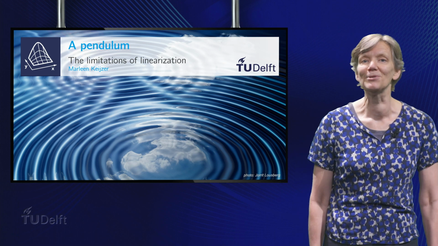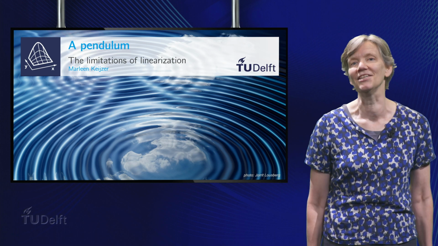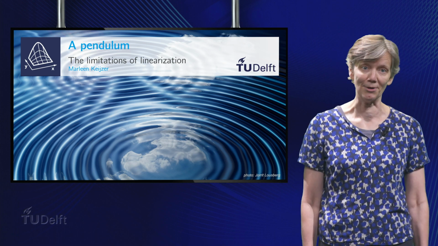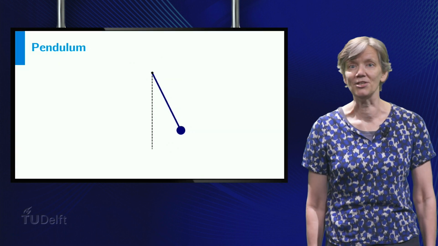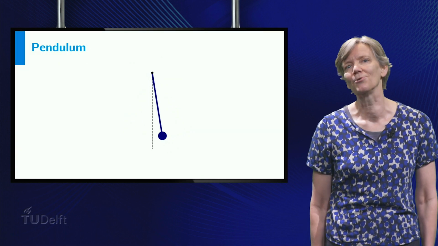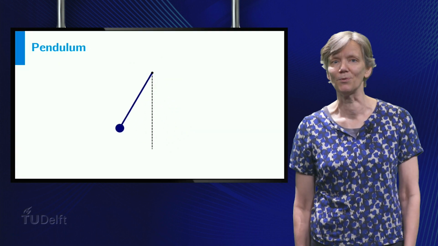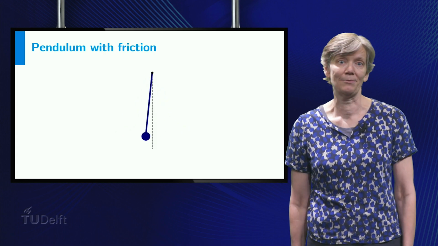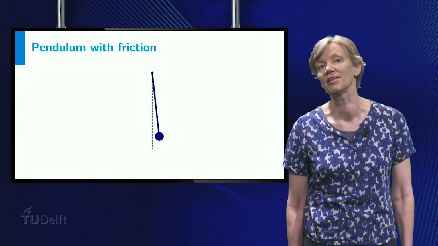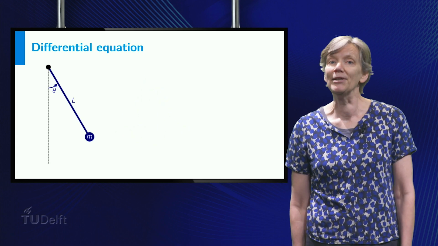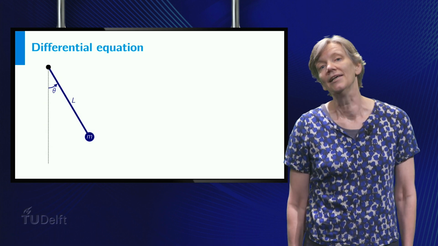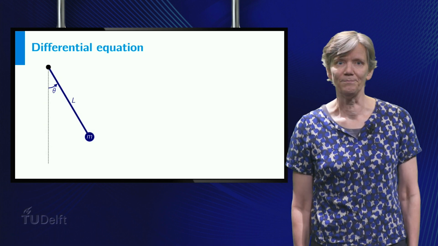In this video you will see how linearization can change the solutions of a differential equation. Here we have a pendulum. A mass is attached to a rod which is suspended from a fixed point. If there is some air resistance, the oscillations are damped. First we derive the differential equation that describes these movements.